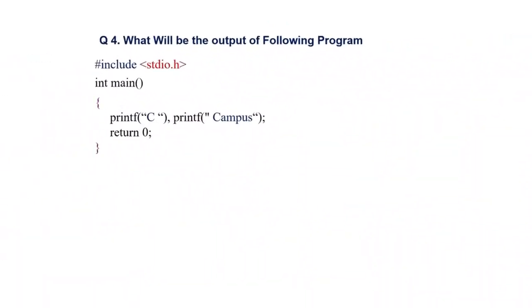So this is our next question. What will be the output of following program? And these are the options from where you have to select one correct answer. So here in this program, you might be thinking that there is an error because we are using a comma instead of a semicolon.